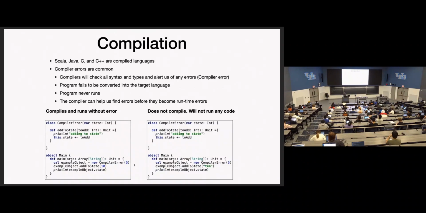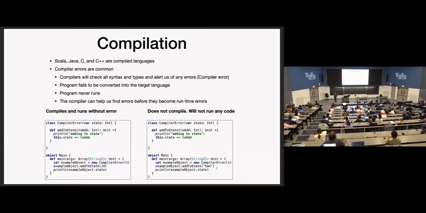Here, again, without any errors, we're going to create an object with a variable named state equal to 5. We're going to call add to state with 10. And we're going to add 5 and 10 and print 15 to the screen. When we see this with an error, which is now going to be a compilation error, we have 10 here as a string being called on a method that takes an int. The compiler is going to see this.